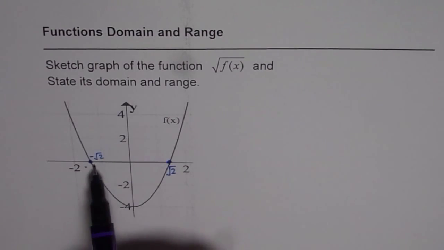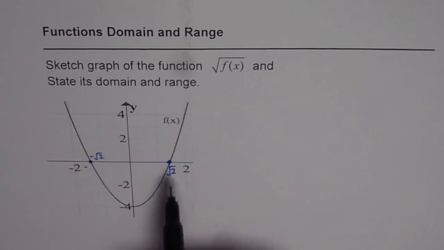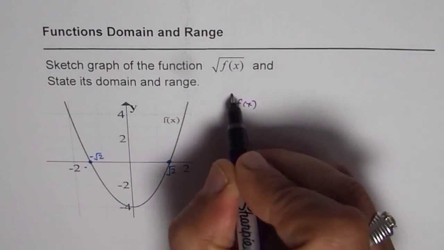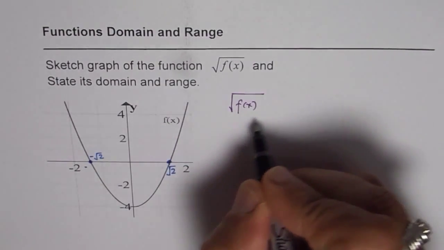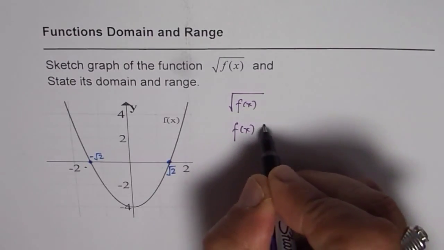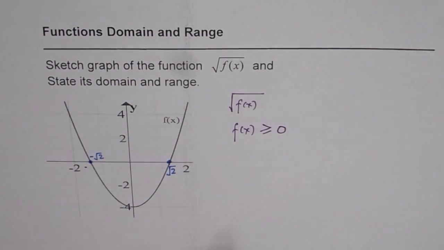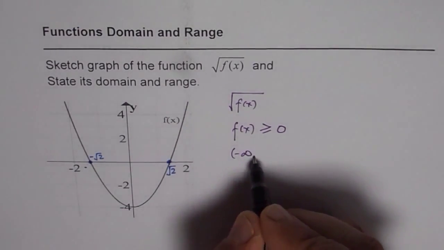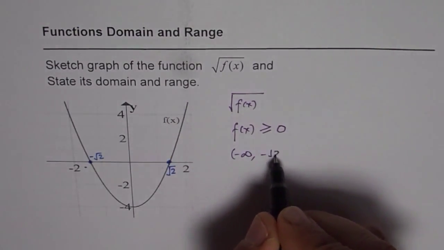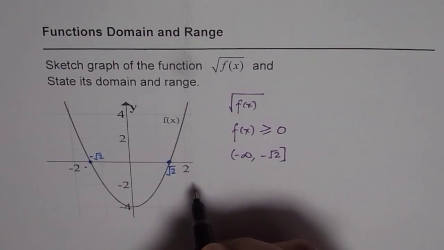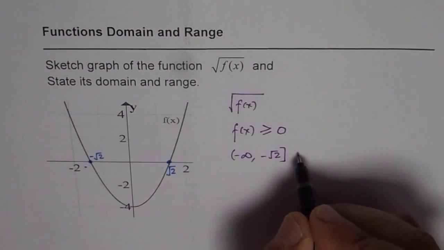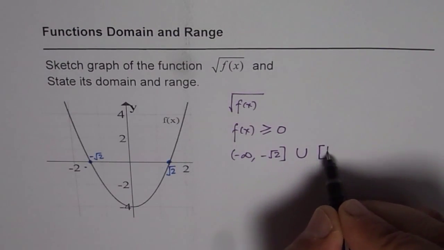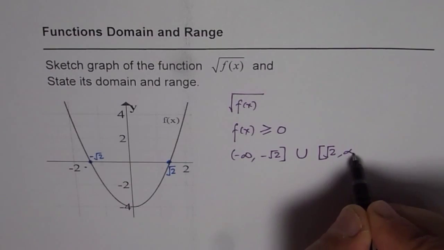f of x is negative, right? So whenever you are doing square root of f of x, we are looking for f of x which should be greater than or equal to 0. Clearly, the domain here is from minus infinity to minus square root 2. Square root 2 should be included. Infinity can never be included. Union from square root 2, which is included, to infinity, right?